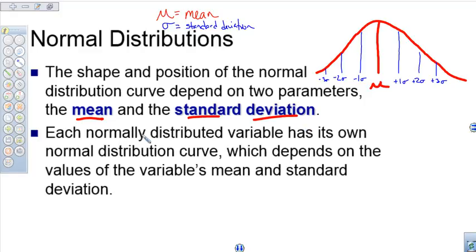To be able to discuss this thing called the normal distribution curve, we have two parameters. Remember, parameters are the data that we collect, the data that we calculate, from previous chapters. You can look up that word parameter. So we need the mean and the standard deviation. Each normally distributed variable has its own normal distribution curve. Okay, that's confusing, so let's bump ahead to the next slide.